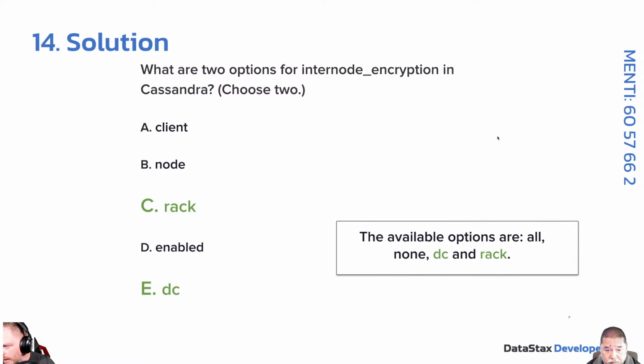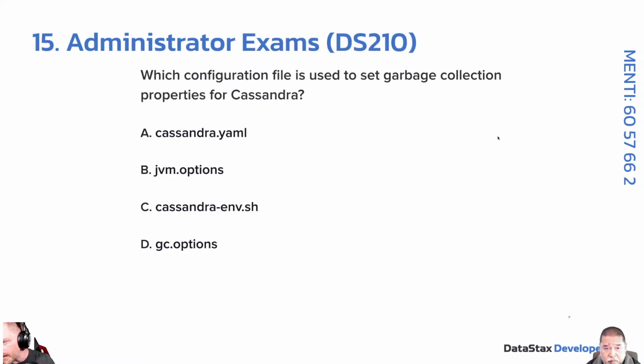Okay, all right, moving on to 15. We're almost there, everybody. So which configuration file is used to set garbage collection properties for Cassandra? Now, Cassandra is built on Java, so something to keep in mind.